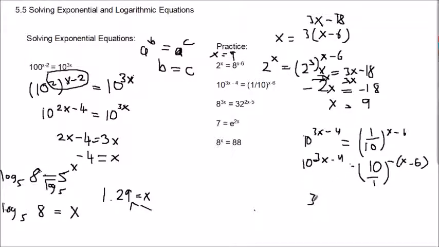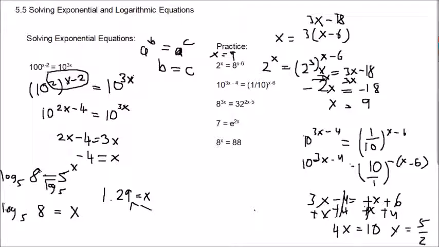Now we can put them equal to each other. 3x minus 4 is equal to negative x plus 6, because negative times a negative. Add 4 on both sides. Add x on both sides. We have 4x equals 10. So x is equal to 5 halves. So in this question, x is equal to 5 halves.